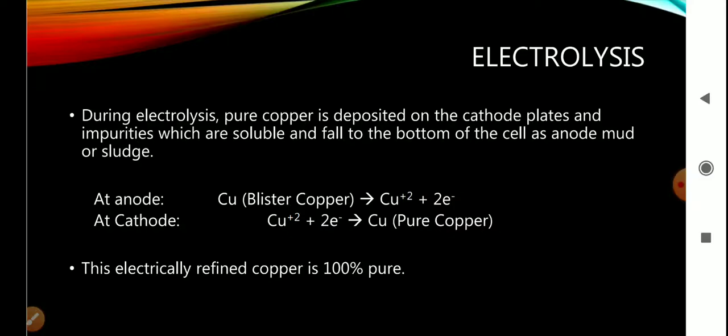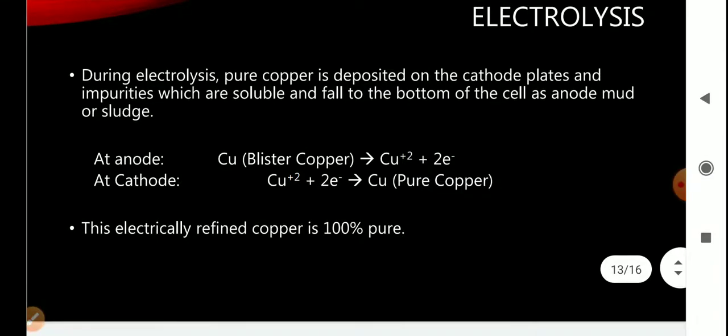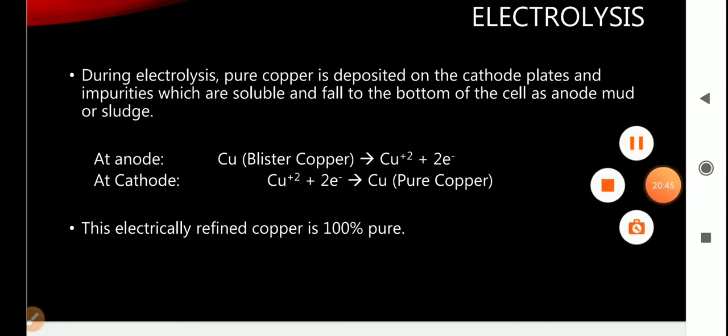This is the reaction involved in the electrolysis. At the anode copper is converted to Cu2+, that is oxidation, and at the cathode Cu2+ from the solution comes to the cathode and accepts 2 electrons, and it forms copper. It is pure copper. So in this process we can get electrically refined copper, and it is completely 100% pure.